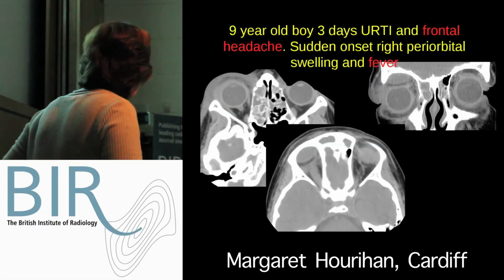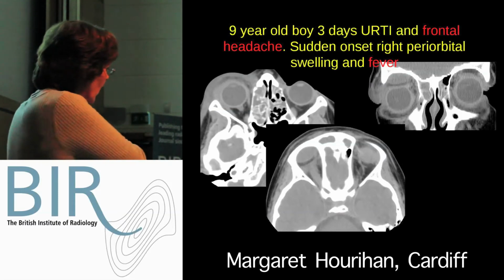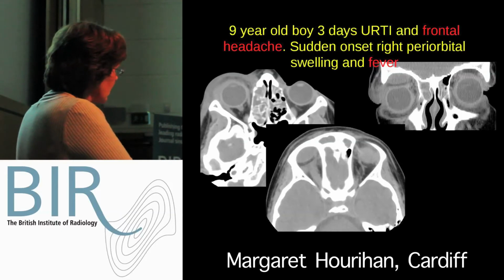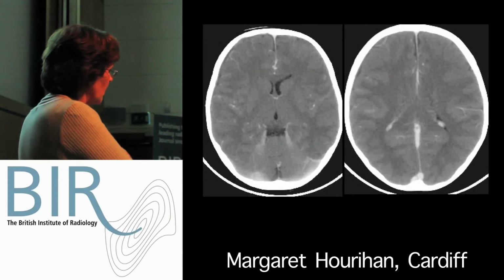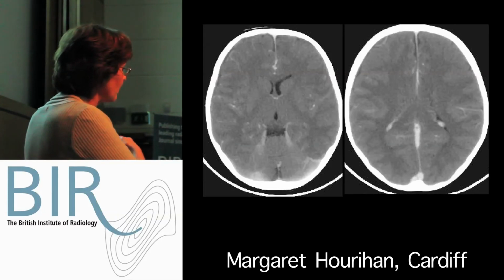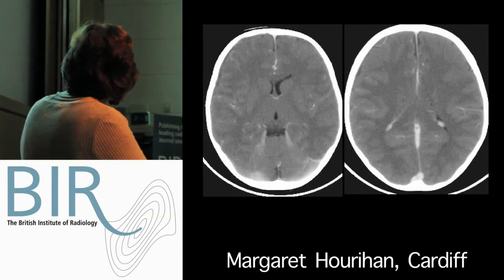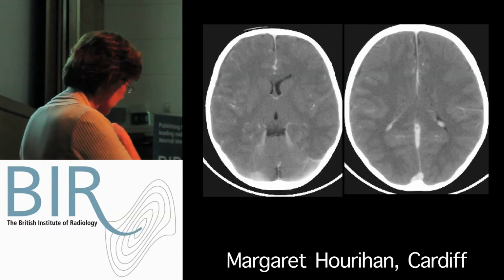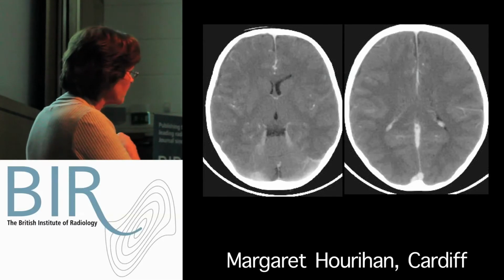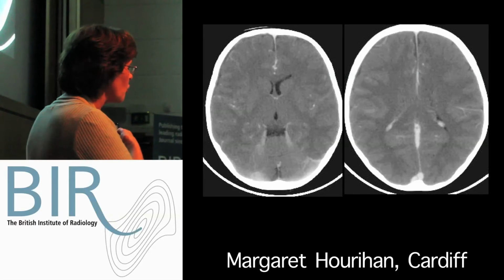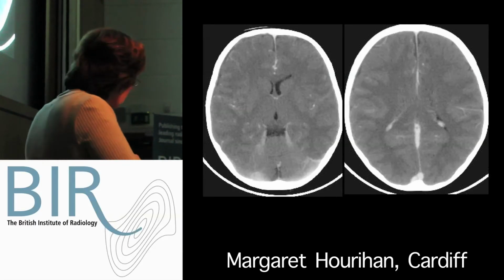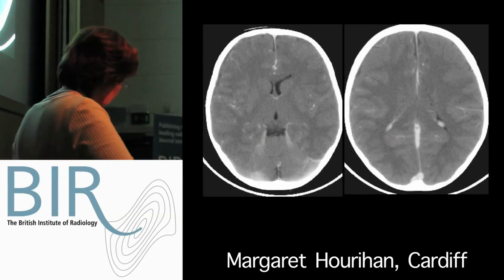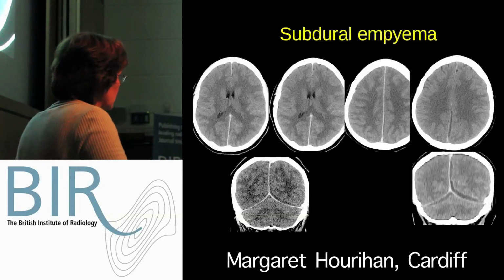So I'm going to show you some cases, and this is a 9-year-old boy who had an upper respiratory tract infection, and he had frontal headache. And he had an onset of periorbital swelling and fever, and you can clearly see the preseptal soft tissue swelling, but also on the coronally formatted images, the periosteal collection. Because of the fever and the headache, I would always do an enhanced brain scan, and you can see the very shallow subdural empyema in this patient, which obviously has to be treated.